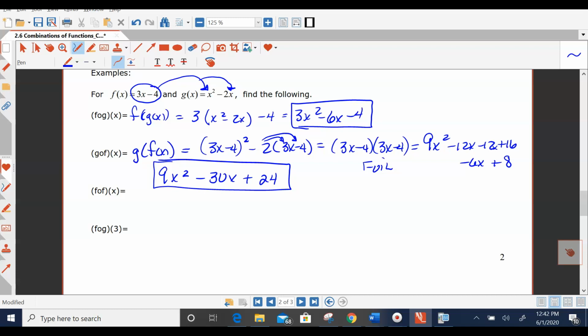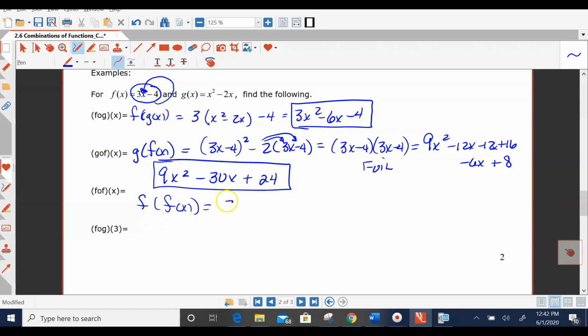We put the F function everywhere we had an X in the G function. Now, what if we were asked to find F circle F? That means it's F of F of X. So basically what we're doing is putting the F function inside itself. So I am going to take the 3x plus 4, pick it up, and put it inside itself everywhere I have an X.